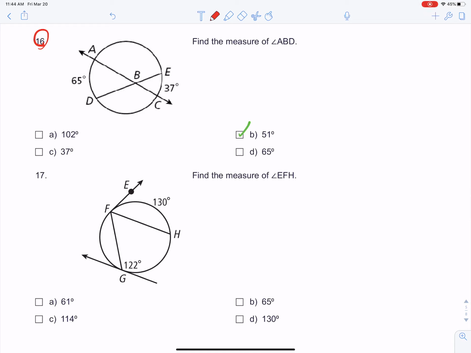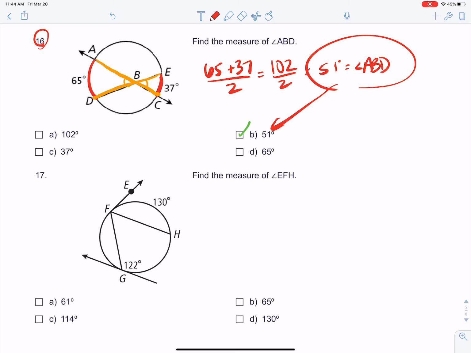Okay, number 16, I'm not sure why this gave people trouble. The rule is that when you have two chords crossing in the middle of a circle, they form two arcs, this arc and this arc. Angle ABD, this angle right here, and this angle are vertical angles, so they're both going to be the same thing. The way you find the value of each is by adding 65 plus 37 and dividing by 2. You get 102 divided by 2, and that's how you get that angle ABD is 51 degrees. Letter B.